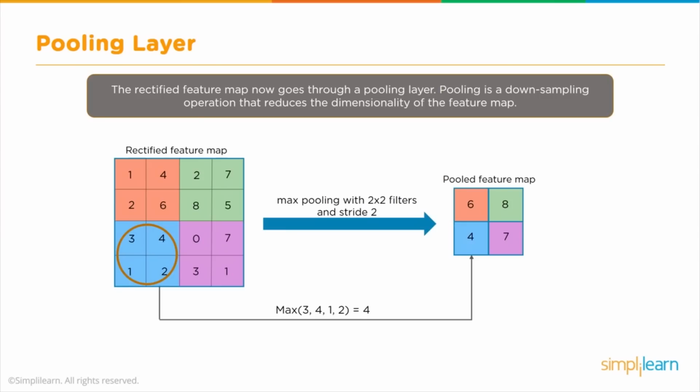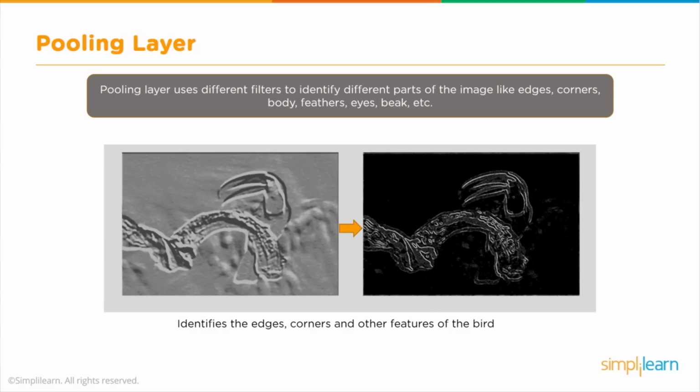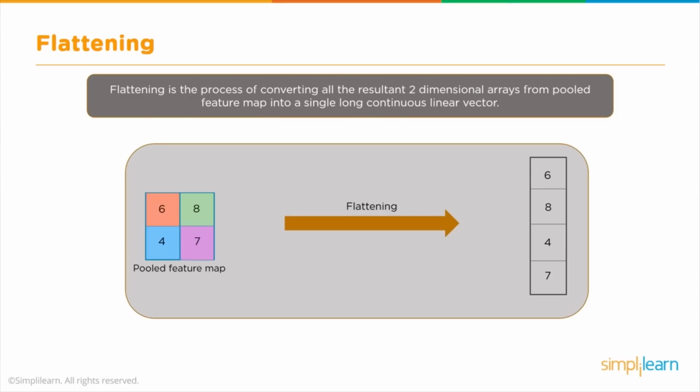A little strange analogy since we're looking at a bird, but you can see how that pooled feature map comes down, and we're just looking for the max value in each one of those matrices. Pooling layer uses different filters to identify different parts of the image, like edges, corners, body, feathers, eyes, beak, etc. I know I focus mainly on the beak, but obviously each feature could be a different part of the bird coming in. So let's take a look at what that looks like.